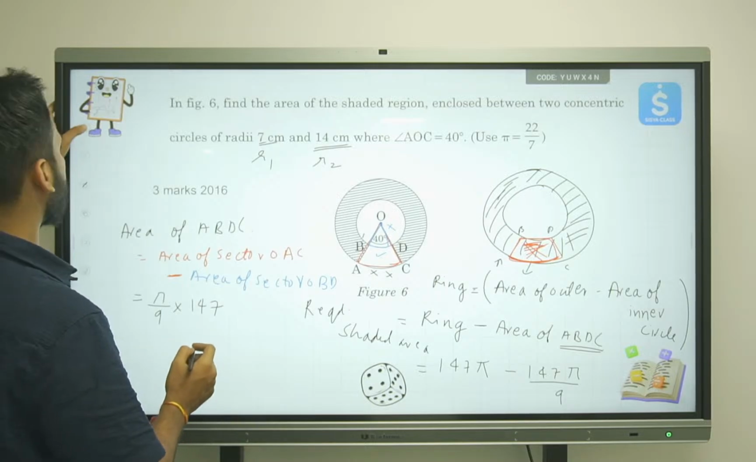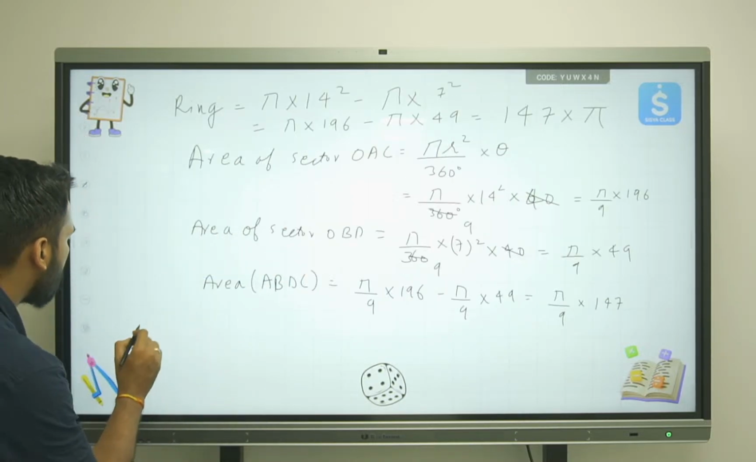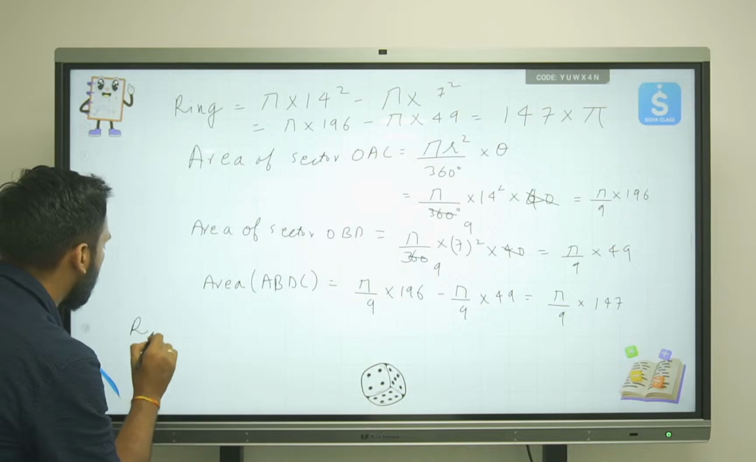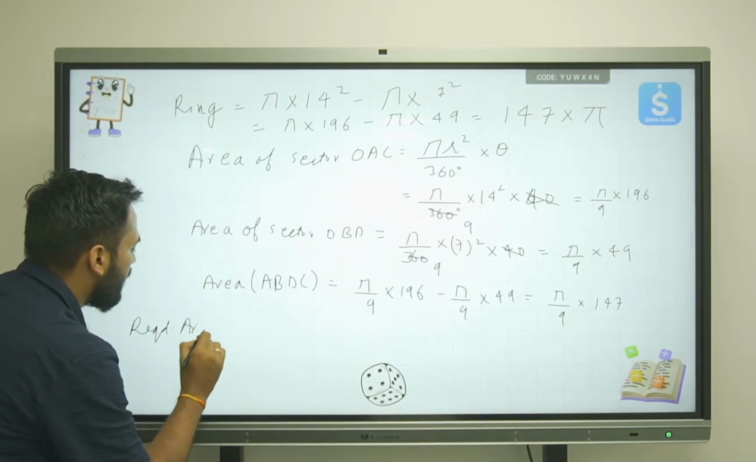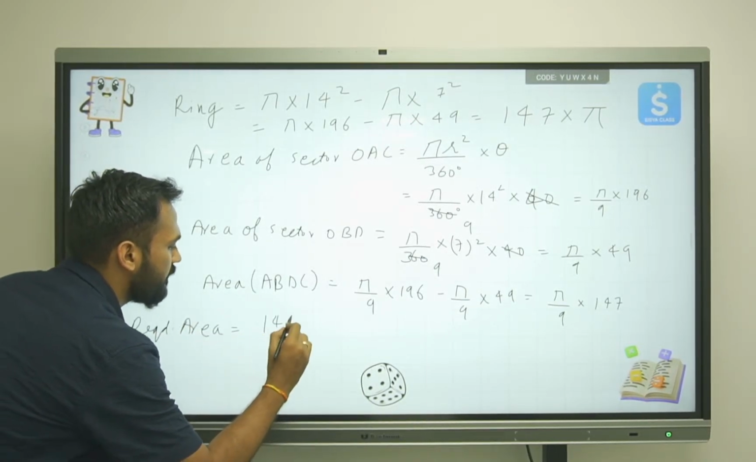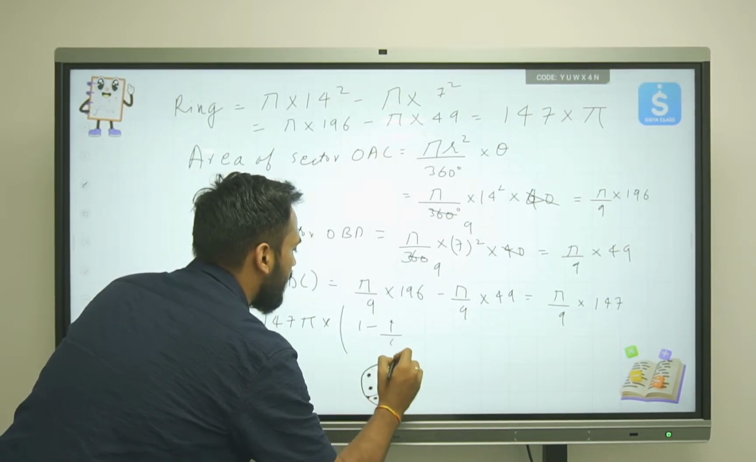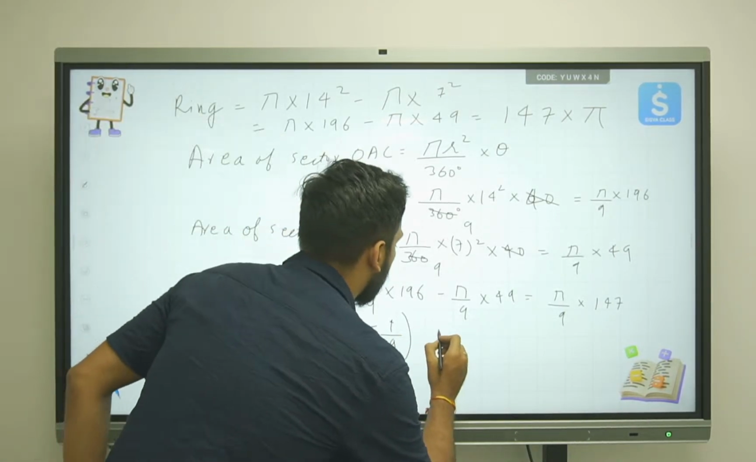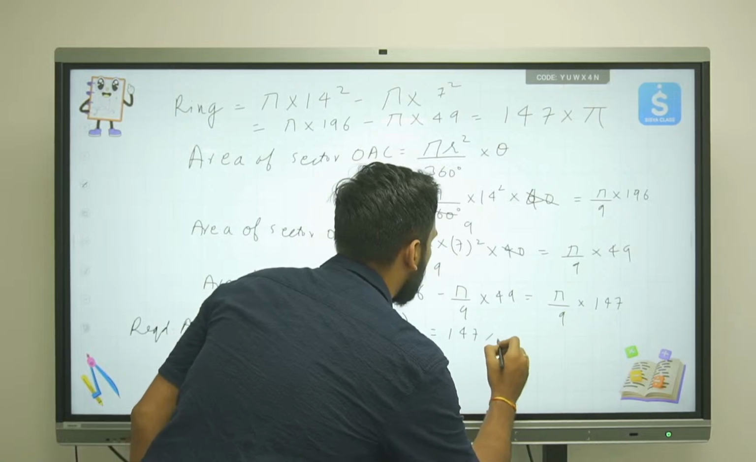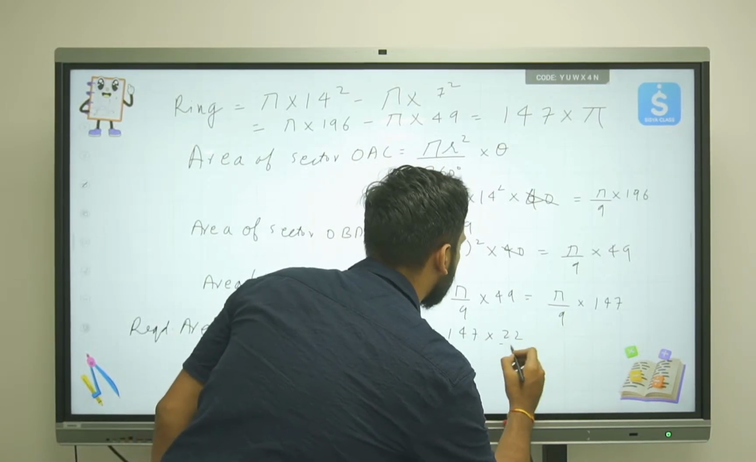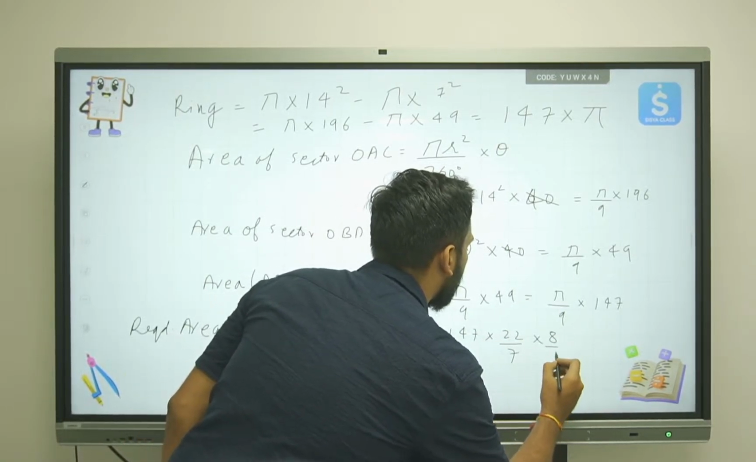Let me erase from here and let me show you the final answer over here. Required area will be equal to 147 pi common I took, multiplied by 1 minus 1 by 9, which is 8 by 9. 147 into pi, let's put 22 by 7 multiplied by 8 by 9.